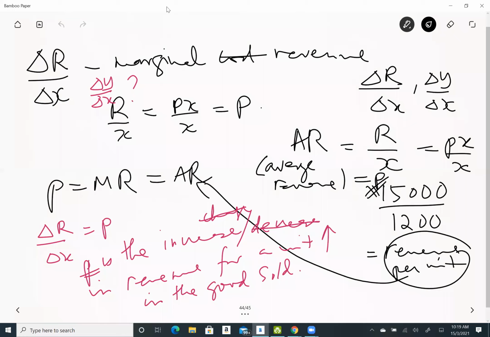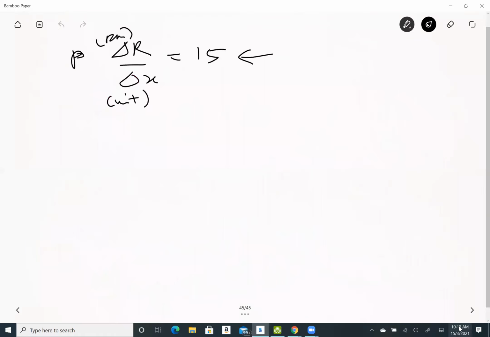By the amount of the price, not by the price. Okay, so what is the value? The value is the price, and that is the slope. So what is it? It's 15.